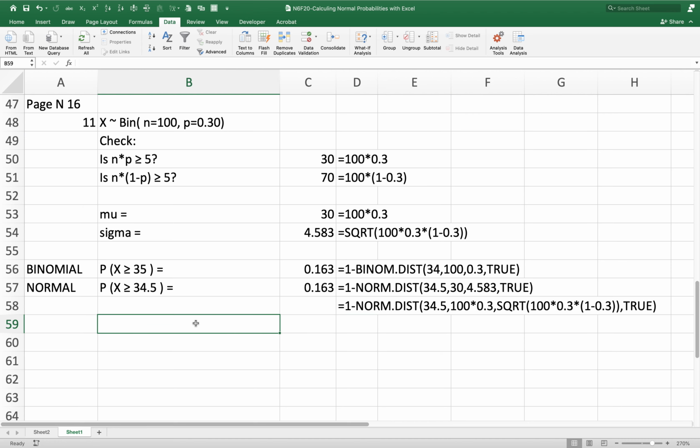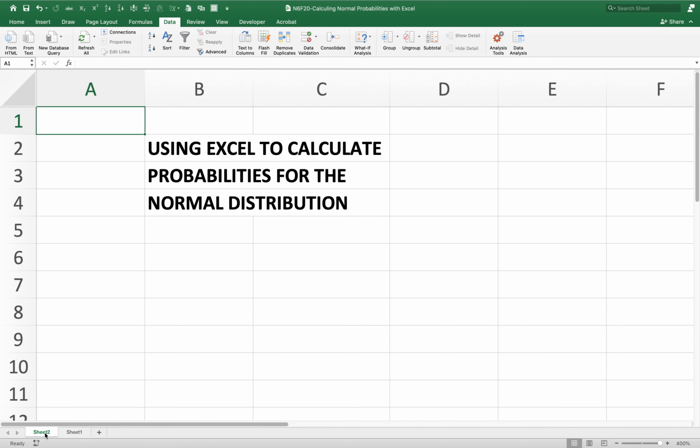All right, so that's how you use the norm.dist and norm.inverse functions to do all the problems in section N on the normal distribution. So that ends our lesson here.